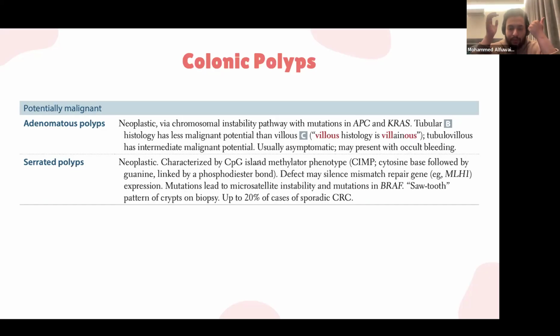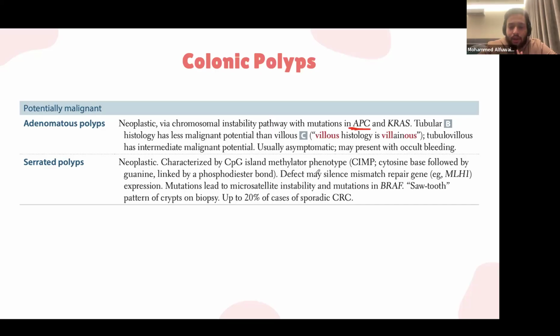KRAS is involved. But what's the first? P16 is involved. The most important one, beginning: APC. Now, colonic cancers can arise from two different pathways, generally.